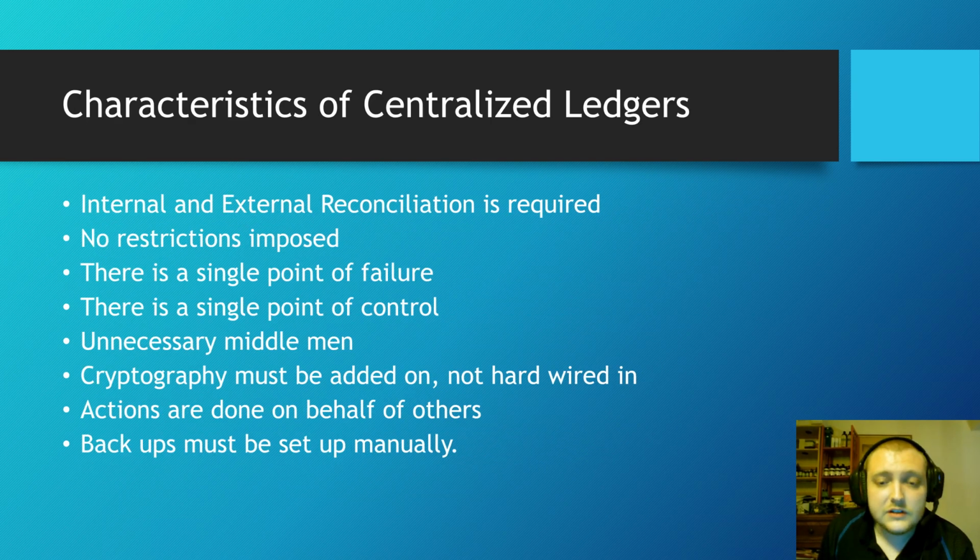So the characteristics of centralized ledgers. Internal and external reconciliation is required. There are no restrictions imposed. There's always a single point of failure. There is a single point of control, and there are many unnecessary middlemen. Cryptography must be added on and is not hardwired in. Actions are done on behalf of others, not for thyself. And backups must be set up manually.